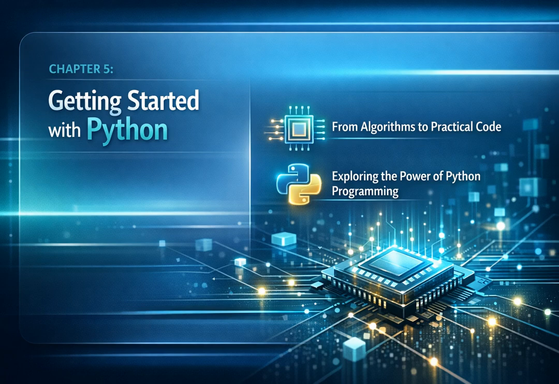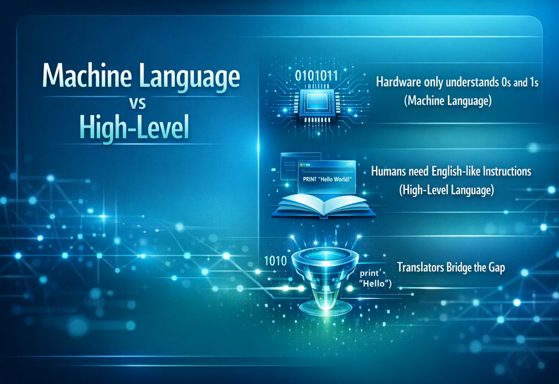Welcome to Chapter 5. Getting started with Python. In this chapter, we make the exciting leap from designing algorithms on paper to writing real code. Python is one of the most widely used programming languages in the world today. Computers only understand machine language made up of zeros and ones. Since writing in binary is impractical for humans, we use high-level languages like Python that are closer to English.